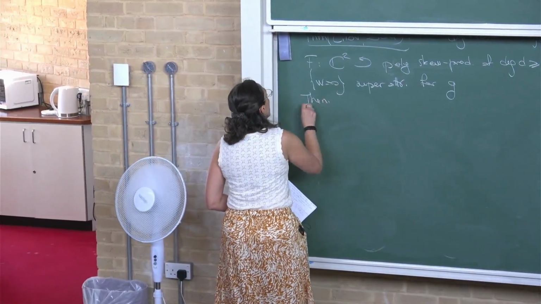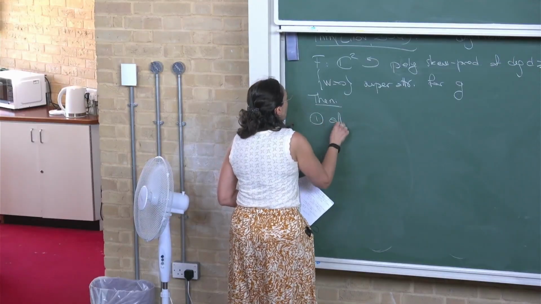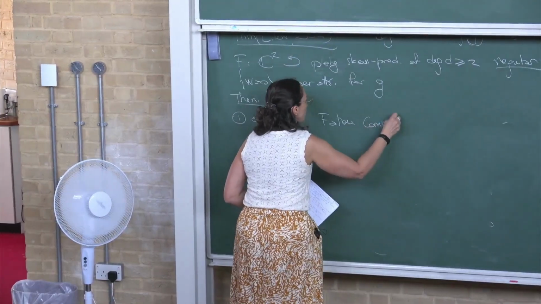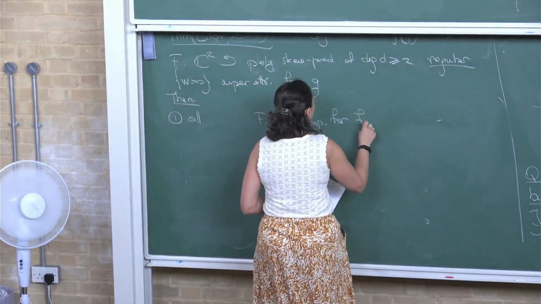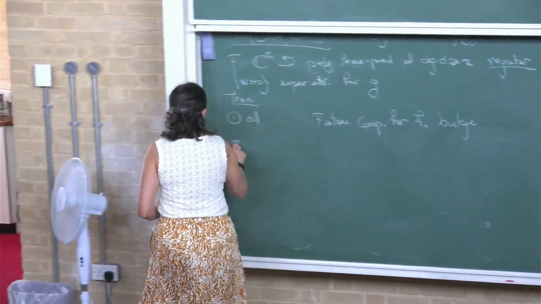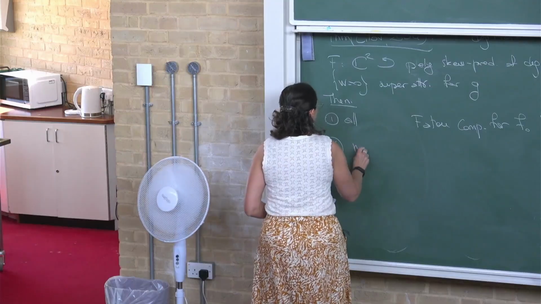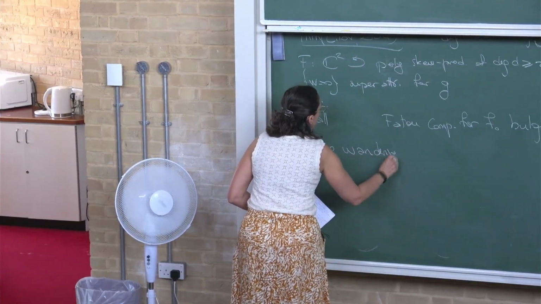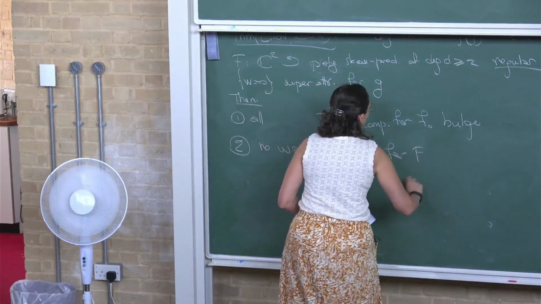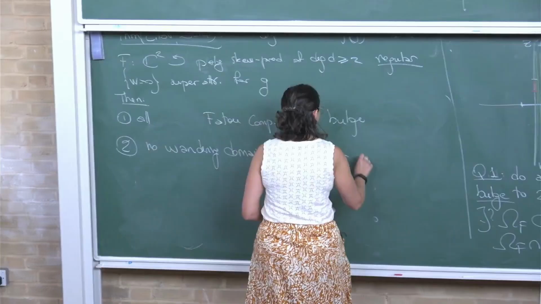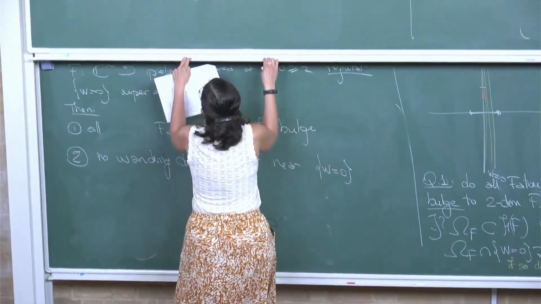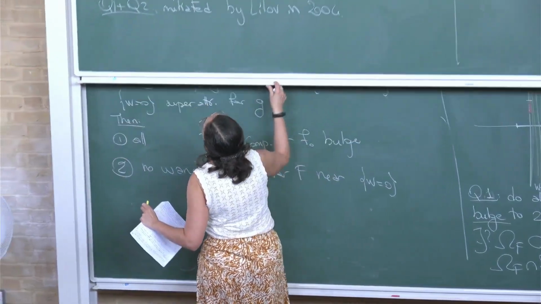Then what you could prove is that, well, all Fatou components for F0 bulge. Second, there are no wandering domains for F near w equals 0.